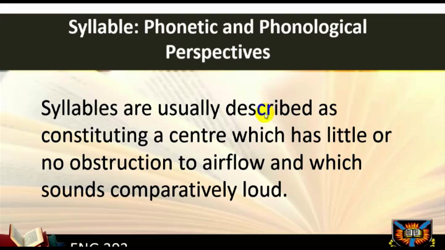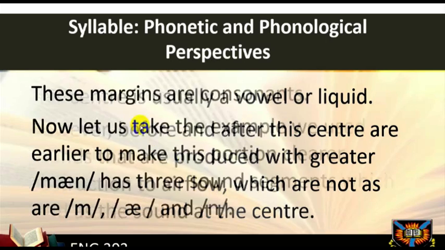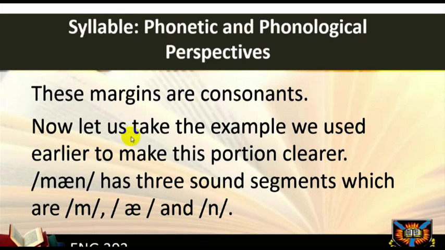Syllables are usually described as constituting a center which has little or no obstruction to airflow and which sounds comparatively loud. This center is usually a vowel or liquid. However, before and after this center are sounds that are produced with greater obstruction to airflow, which are not as loud as the sound at the center. These margins are consonants.